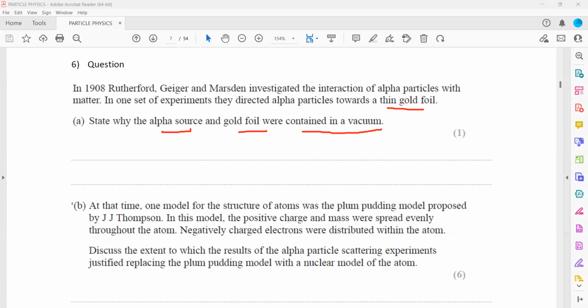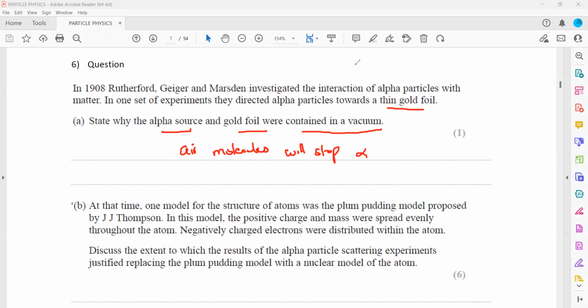So what is the reason for that? Why should we have a perfect vacuum? So that these alpha particles do not interact with the air particles. Otherwise, when these alpha particles collide with the air particles, the air will not allow them to pass through. So air molecules will stop the alpha particles.